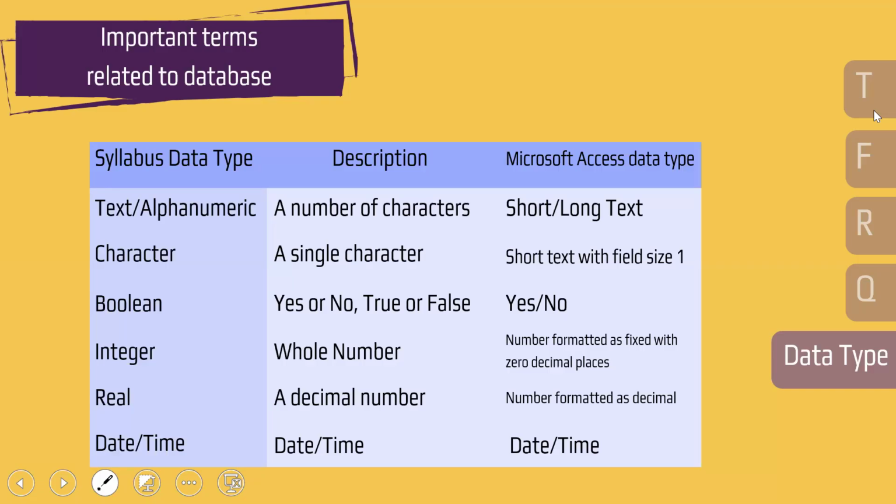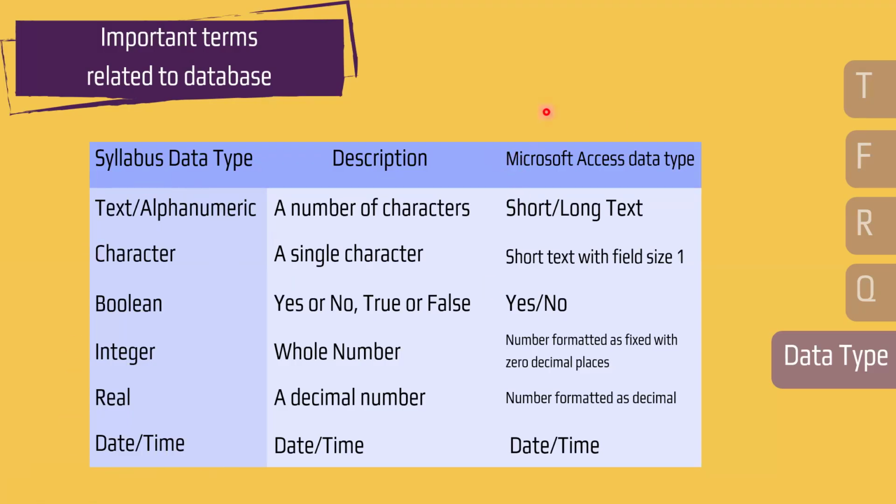This is what we have already discussed: text, alphanumeric, character, boolean. Boolean is true or false, yes or no in some databases. Because we are going to use the Microsoft Access database, the alphanumeric or text, this is what we have talked about in the syllabus. In our syllabus, these are the names which we have to use.